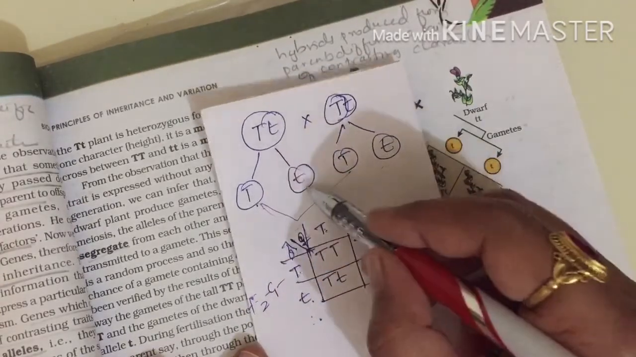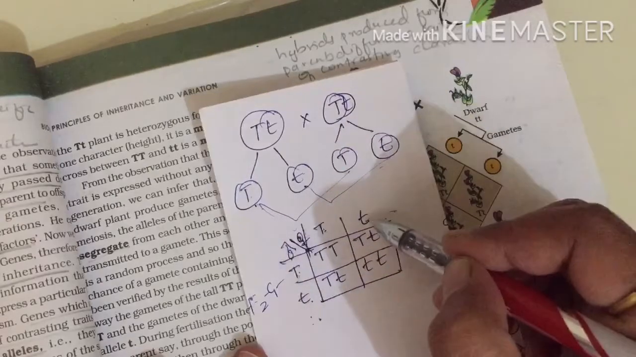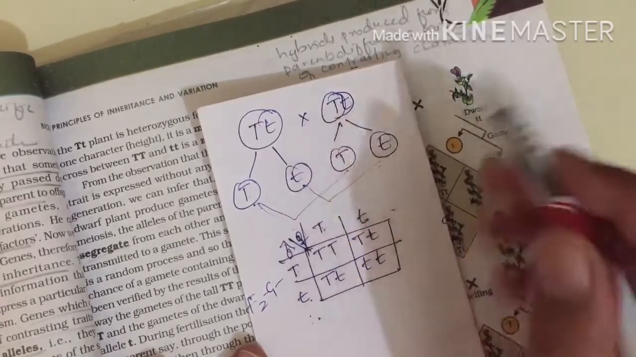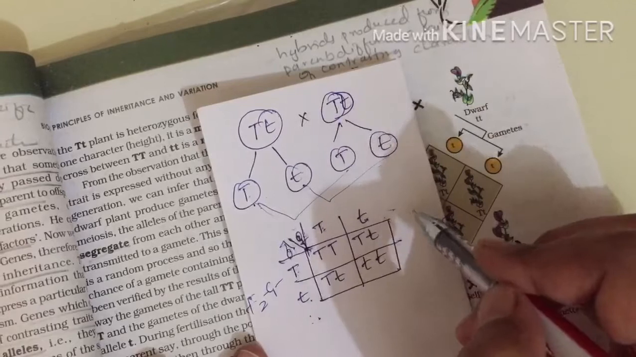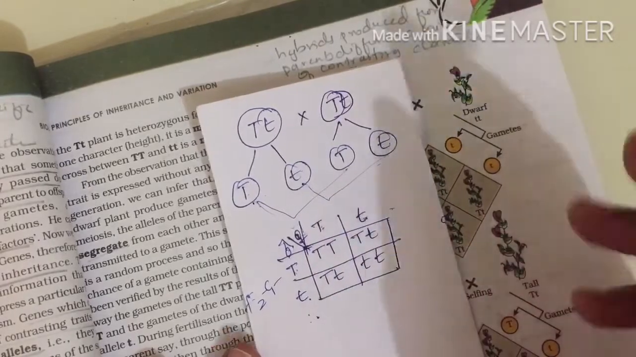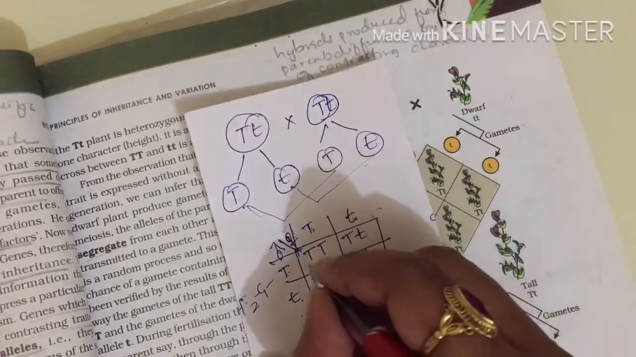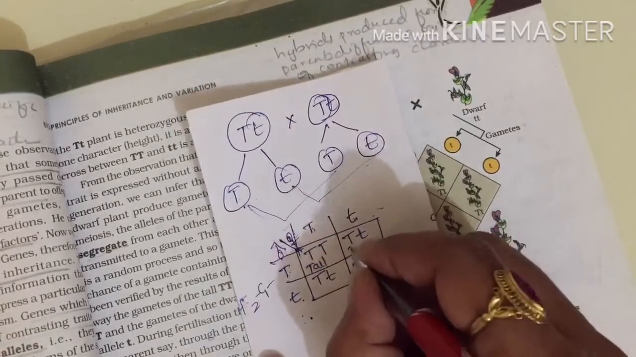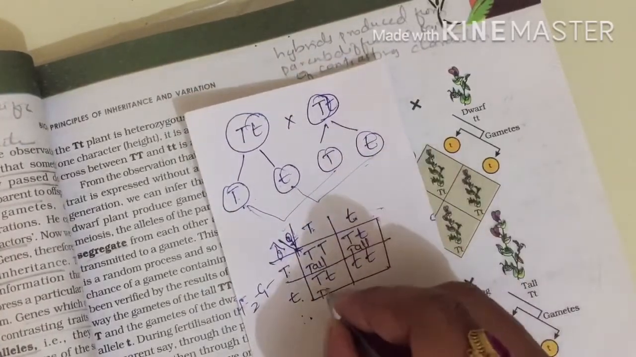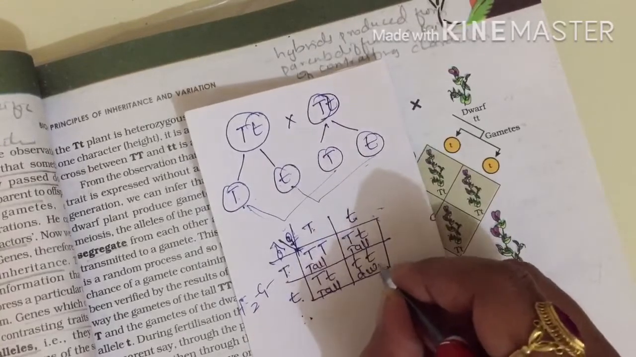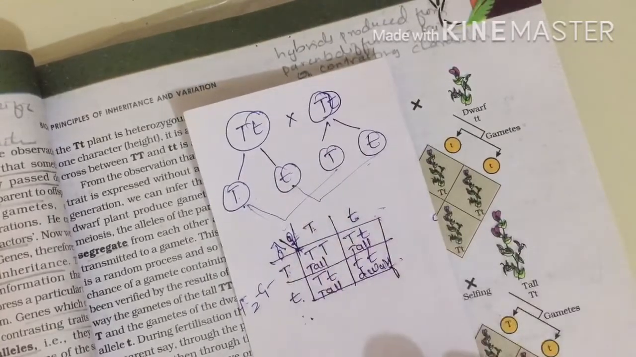Rather than crossing like this, if you are getting confused in this, then you can choose this method also. If you do this, that is also correct. If you do this, that is also correct, but choose whichever you feel better. Okay, which one is easier. And here itself you can write this is tall, this one is also tall, this is tall, and this one is dwarf. Then phenotypic and genotypic ratio.